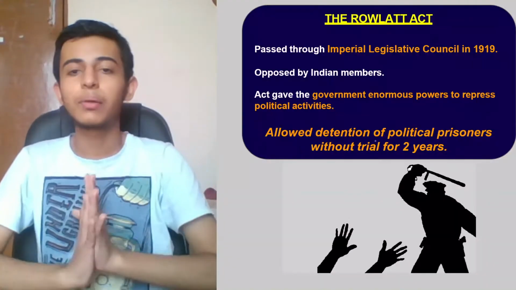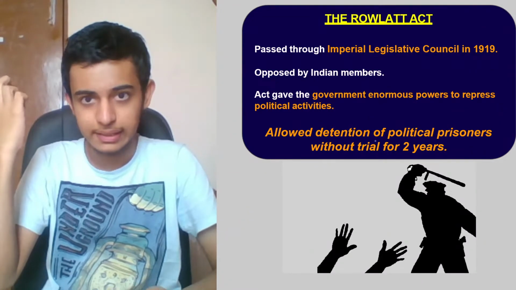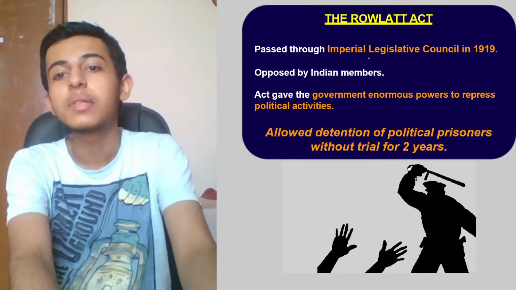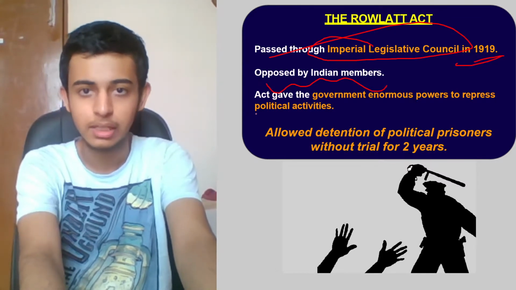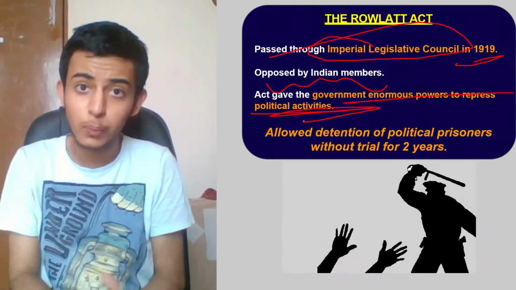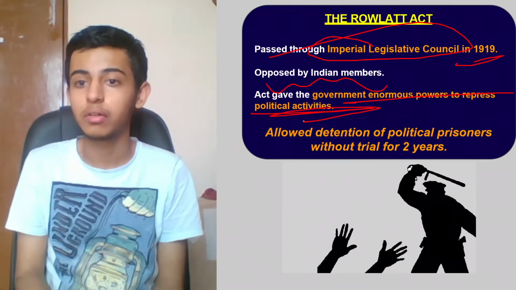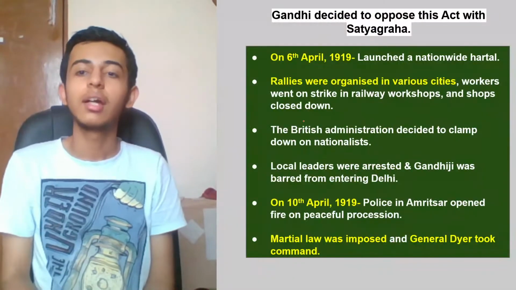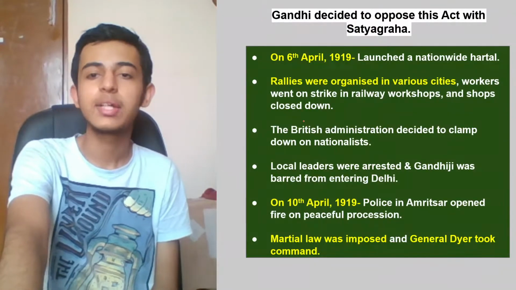Great. Talking about the Rowlatt Act. Now, the Rowlatt Act is very important. You know that it will be asked in the exam, right? What happened in this? It was passed through the Imperial Legislative Council in 1919 and opposed by the Indian members. It gave the government enormous powers to repress political activities. They could suppress the political activities of India, and they allowed the detention of political prisoners without trial for 2 years. This was really bad. Basically in history you'll have to learn the dates, you'll have to learn the things, right? Memorization is important.